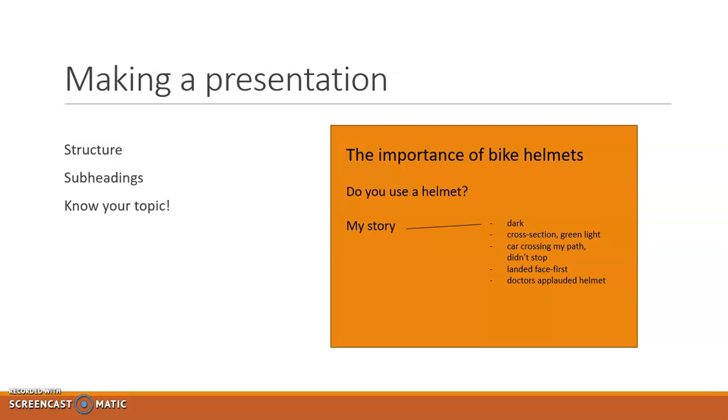From this, you could tell the story that it was very dark. I was riding my bike. I came to a cross section. I had the green light, so I went. There was a car coming that was crossing my path, and the car didn't stop. I flew through the air and I landed face first on the ground. And when I got to the hospital, the doctors told me it was very good that I was wearing a helmet. Now, that's a way to speak freely from these little keywords.